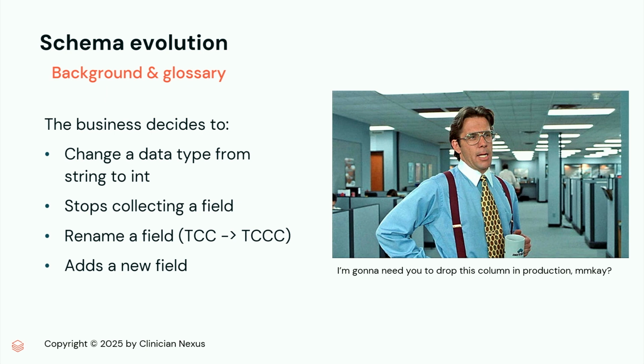Talking about schema evolution. This is a pretty simple concept where our business users are going to come to us and say, this column doesn't make sense. I need to change the data type from a string to an integer. Or this field's not relevant, I'm going to stop collecting it. Or I need to rename a field or add a field. All these are very common use cases that we get all the time.